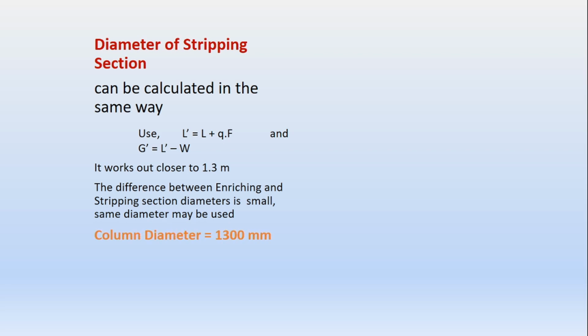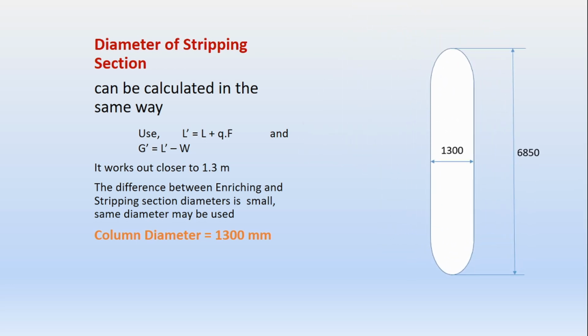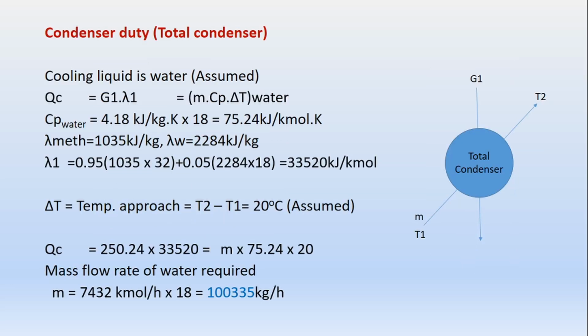Okay. So what we have established till now, we determined the height of the column as 6.85 meters and the diameter of the column as 1.3 meters. Okay. Next we will find out the condenser duty. We assume a total condenser here.